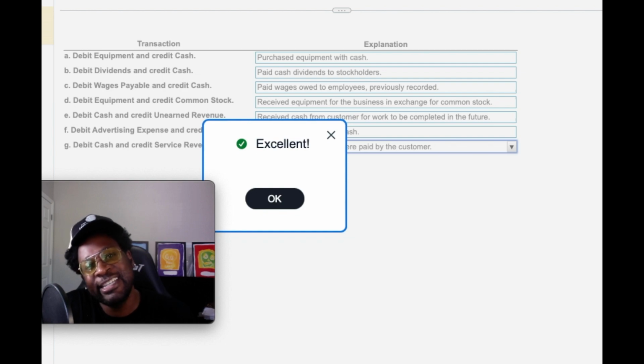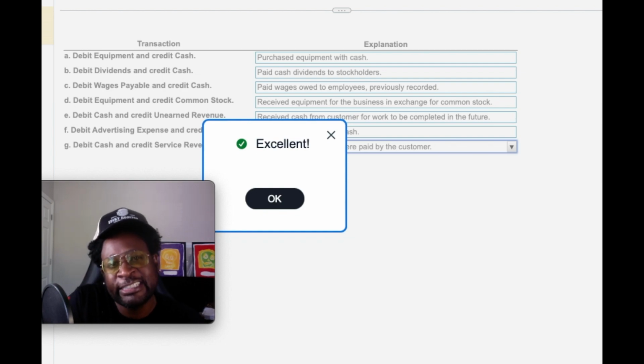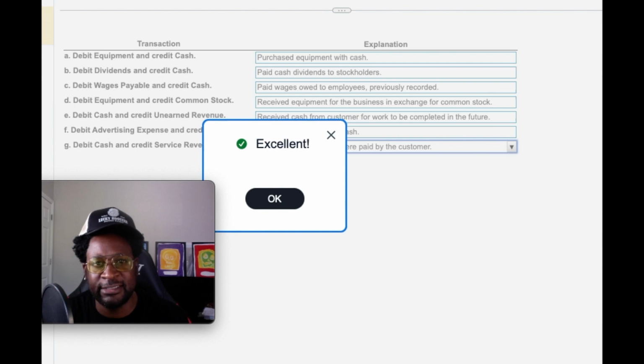So you see how easy it is if we apply the all clear system to the transaction analysis? It makes everything all clear. Hopefully that light bulb clicked as we went through this exercise.